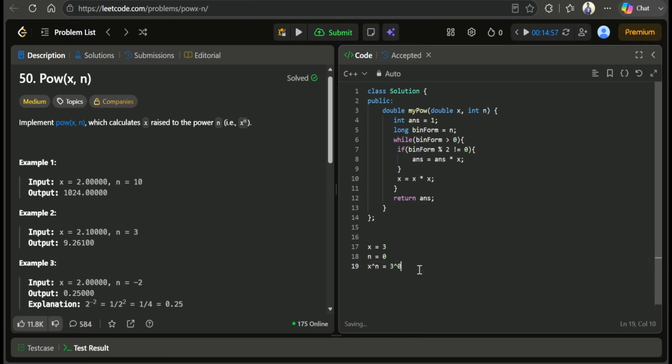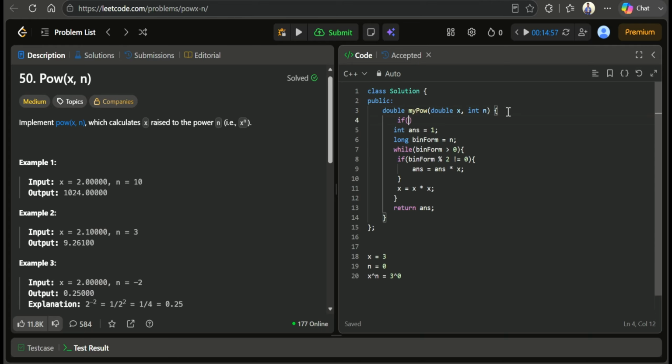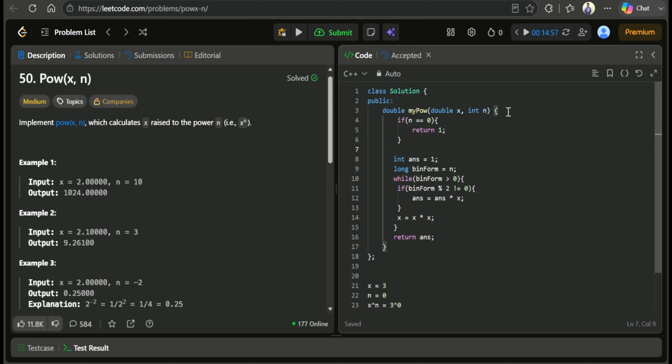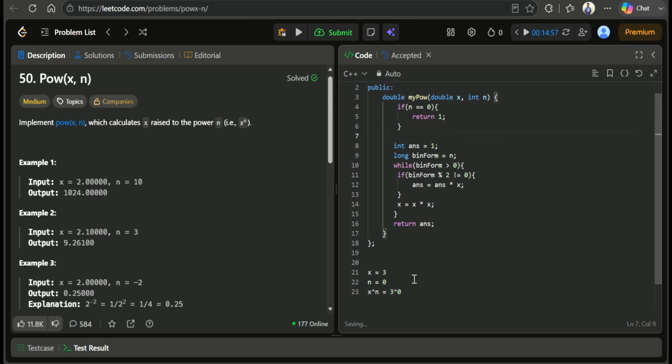And then you have studied from simple mathematics in our class that whatever value raised to the power 0 will always be 1. So we will give a check here. If at any point our n is going to be 0, we'll simply return 1 as an answer. So that's the idea.